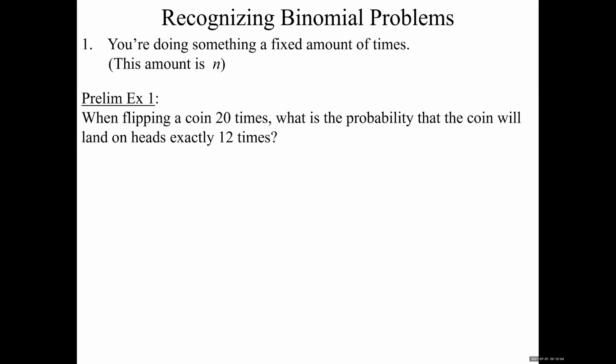We're flipping a coin 20 times? That's right. So the thing we're doing is flipping a coin. We're going to repeat that over and over again 20 times. That means in this problem, little n is 20. Okay, we'll come back to this problem. Let's go and look at another one.